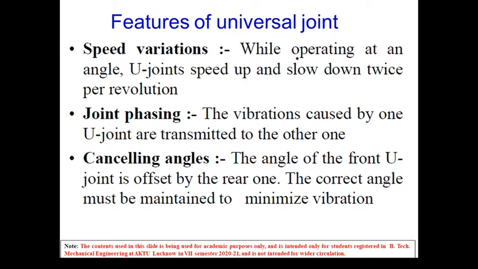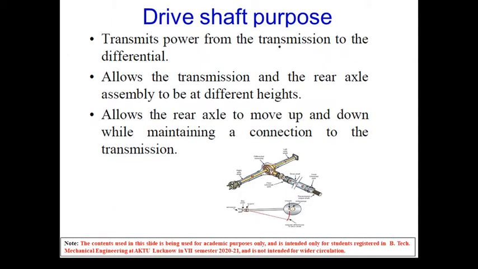Joint phasing may be another application of a universal coupling or universal joint. They are able to stop the vibrations caused by one universal joint from being transmitted to the other, so joint phasing is used. Cancelling angles is another feature, because the angle of the front U joint is offset by the rear one. The correct angle must be maintained to minimize vibration. The entire objective is to minimize the vibrations, cancel the angles, and get the joint phasing operation.